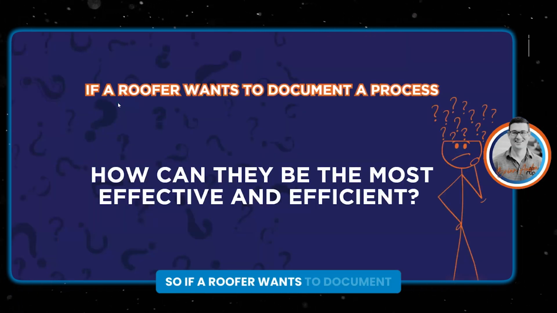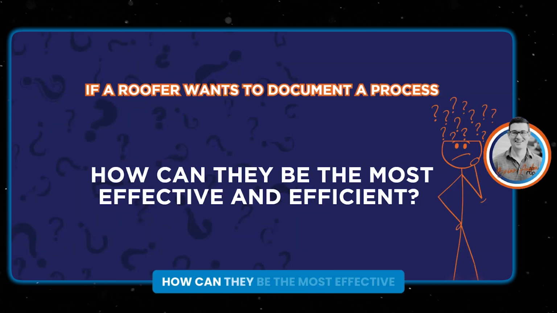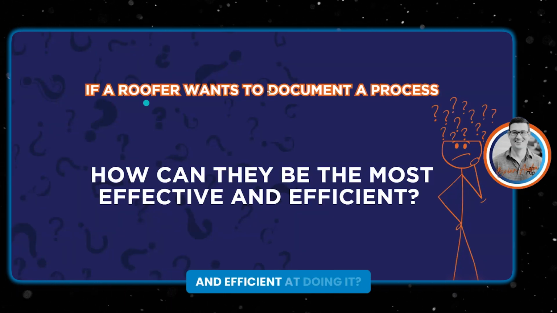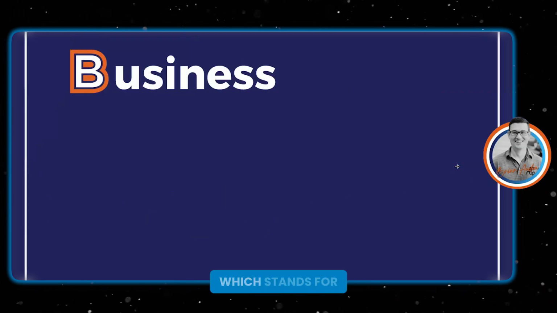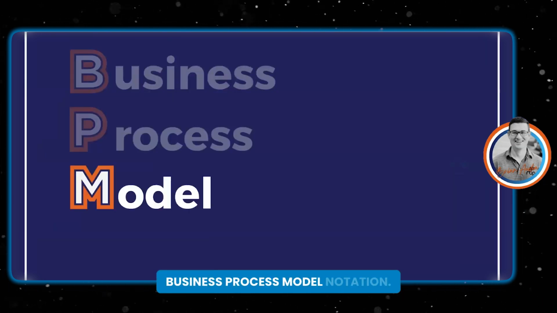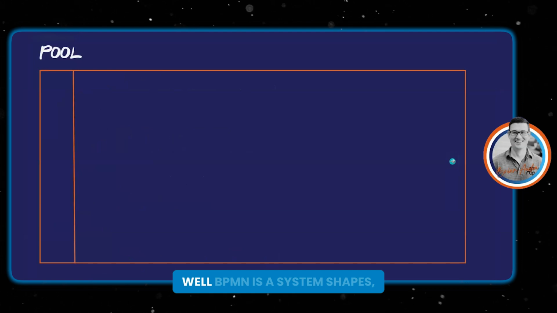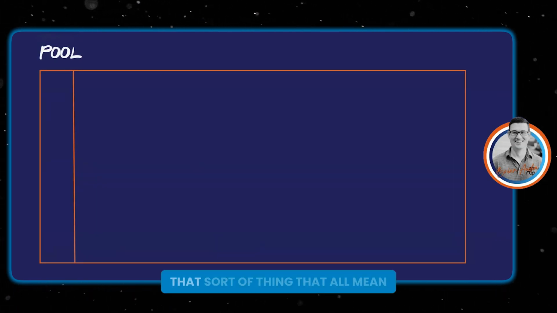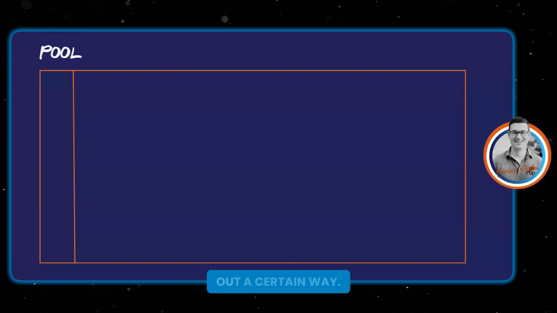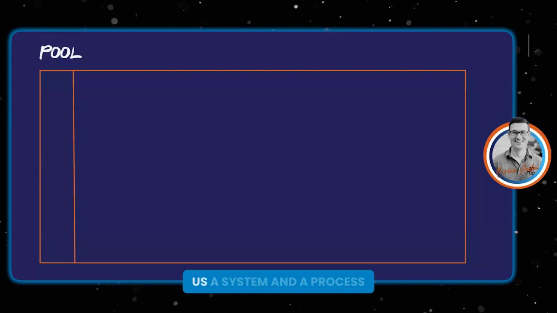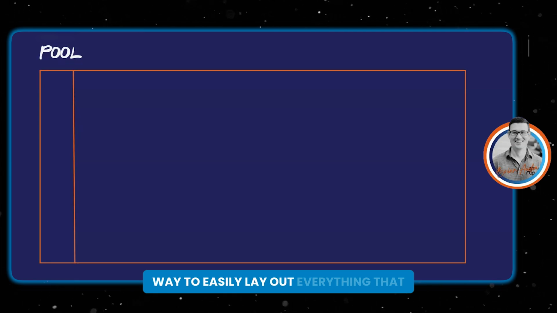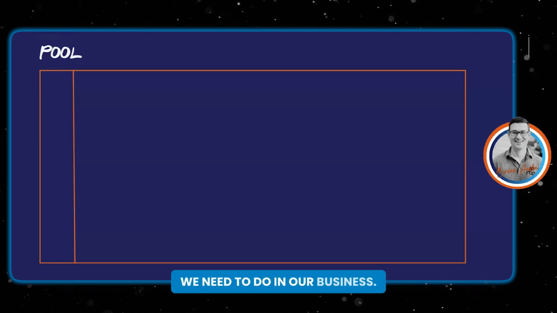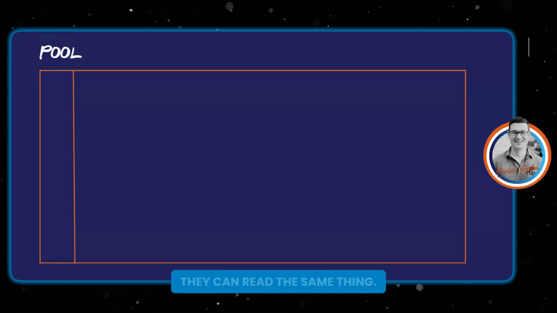So if a roofer wants to document their processes, how can they be the most effective and efficient at doing it? Well, the system that we recommend is something called BPMN, which stands for Business Process Model Notation. So what is this? Well, BPMN is a system, shapes, arrows, different icons, that sort of thing that all mean something when they're laid out a certain way. So what it does is it gives us a system and a process in and of itself for a way to easily lay out everything that we need to do in our business so everybody knows what they're looking at. They can read the same thing.